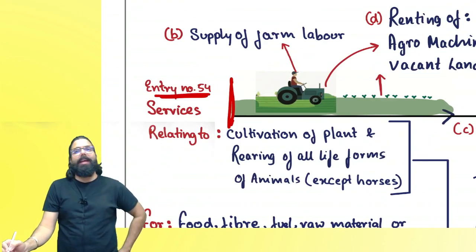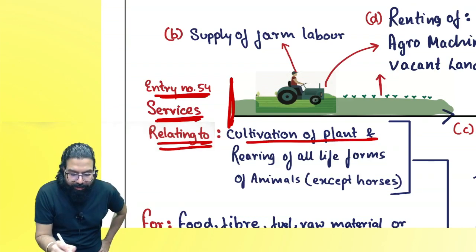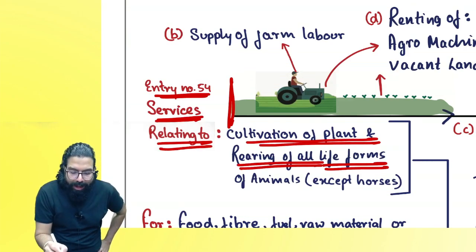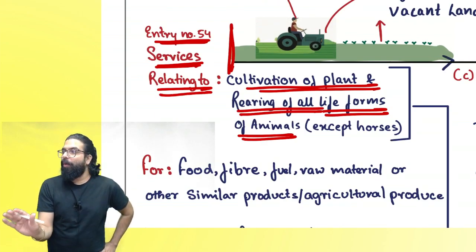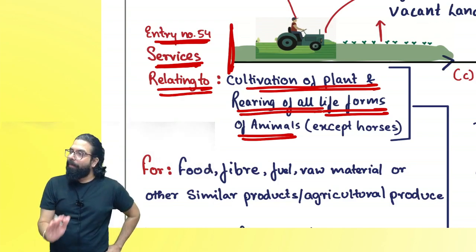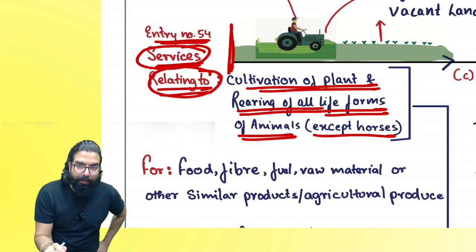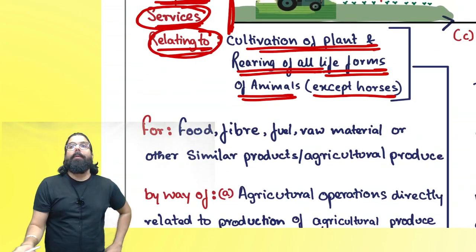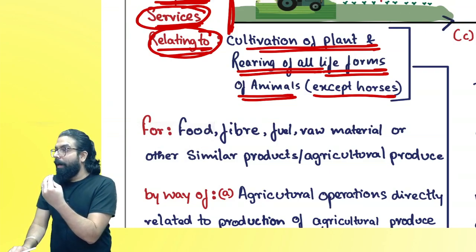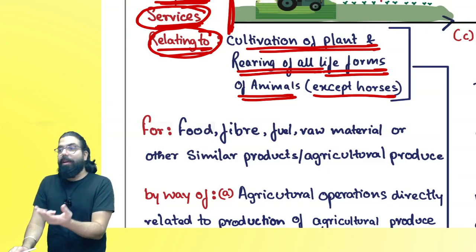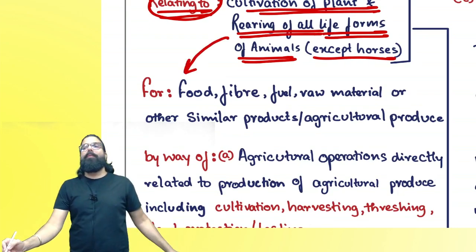Everyone, listen to me very carefully. In the case of agriculture, there is entry number 54, which says services relating to cultivation of plants and rearing of all life forms of animals, growing of plants and growing of animals. The good term for growing animals is rearing of life forms of animals, except horses. If you are taking services in relation to cultivation of plants and rearing of life forms of animals, why will you grow plants and why will you grow animals? For food, correct? Fiber, fuel. Cow dung is used as fuel. So they are saying you are doing cultivation of plants and rearing of life forms of animals for what?